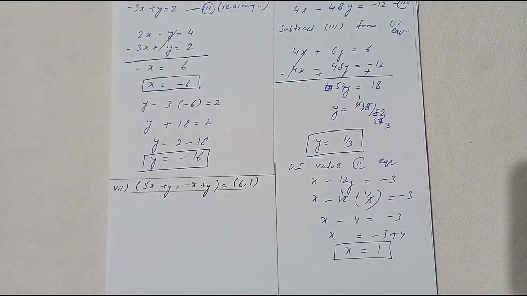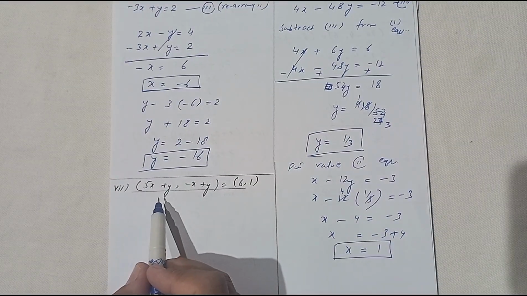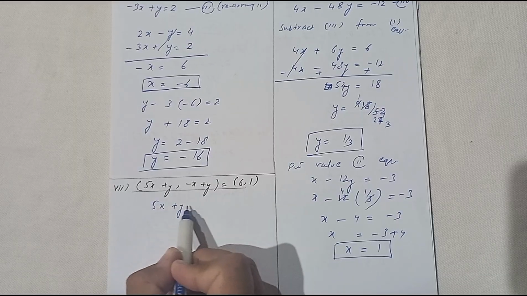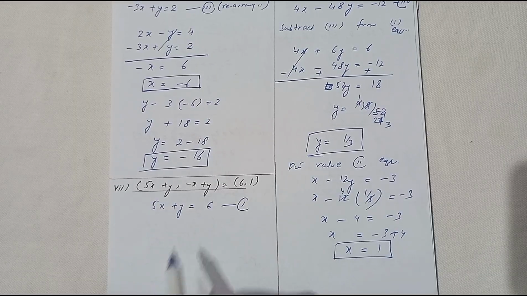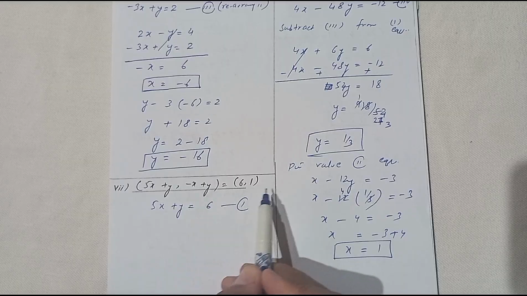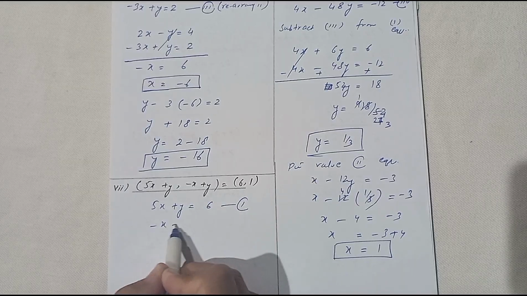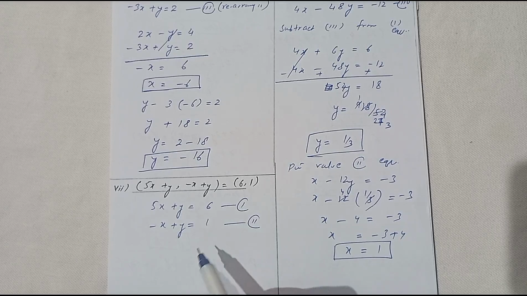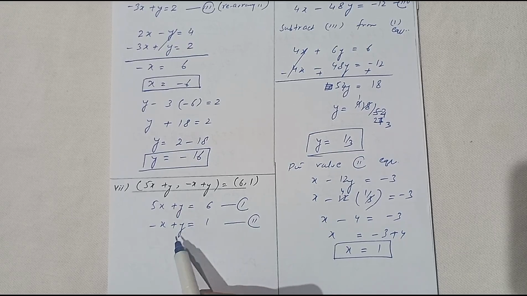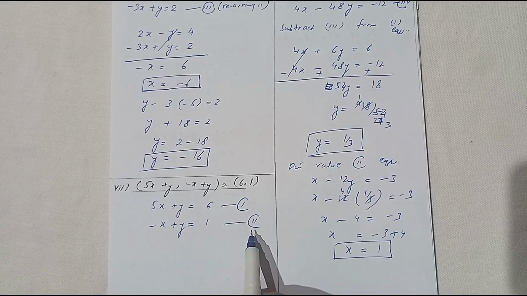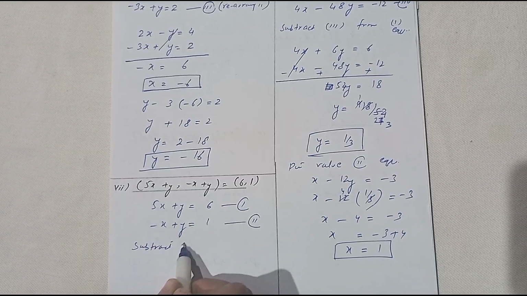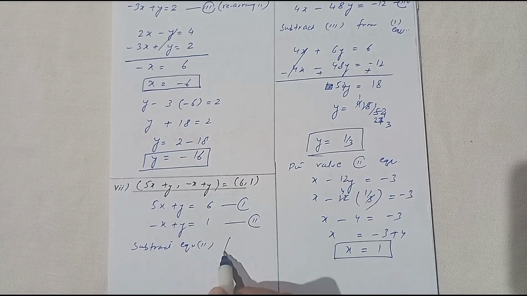Now solving the last part, here compare the first equation: 5x plus y equals 6. Equation number 1 is 5x plus y equals 6, and equation number 2 is minus x plus y equals 1. Here the coefficient of the variable y is the same in both equations, so we subtract equation number 2 from 1.